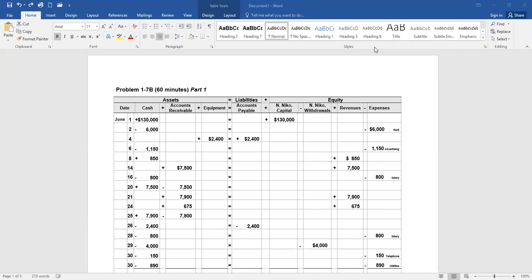The 16th, the company paid $800 cash for an assistant's salary for the first half of the month. Well, they paid cash, so definitely cash will decrease. The next question is, what did they pay cash for? For the salary of the assistant. So that's an expense to the company. So they will record that in the expense column, $800. The effect on the equation is a decrease because expenses decrease the equation. And we'll write next to it that it was for salary.